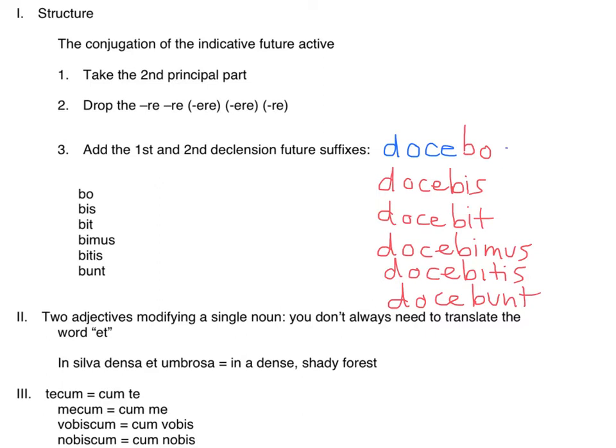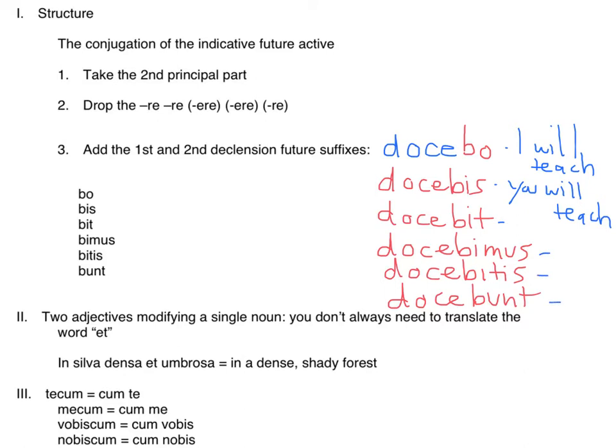The translation would be I will teach, or I shall teach. You will teach, etc. He, she, or it will teach. We will teach. You all will teach.